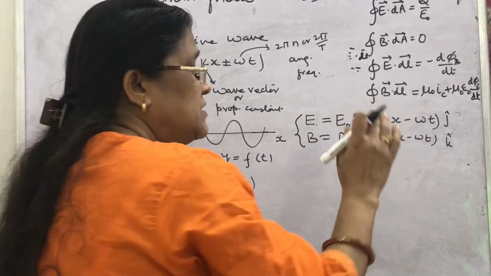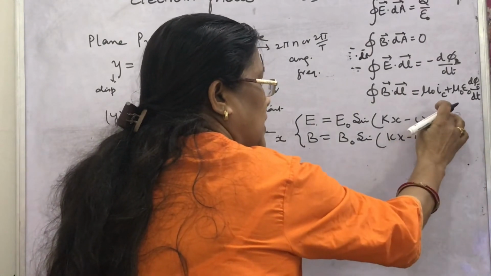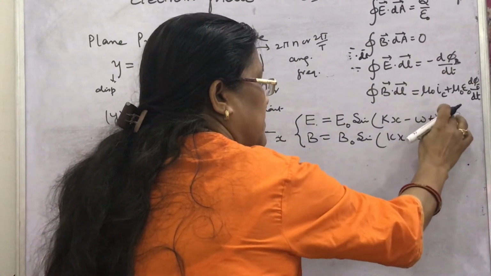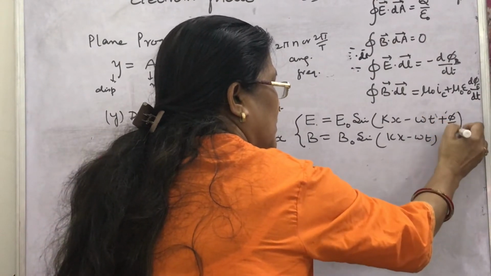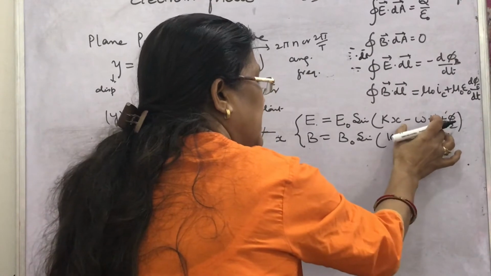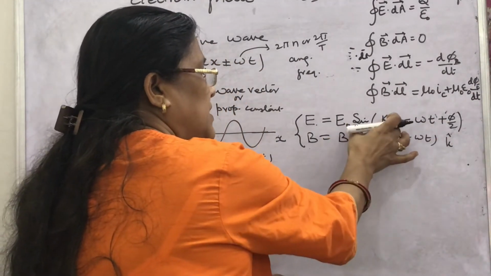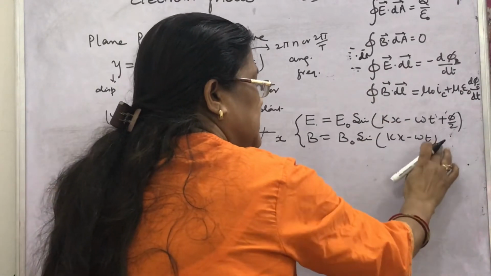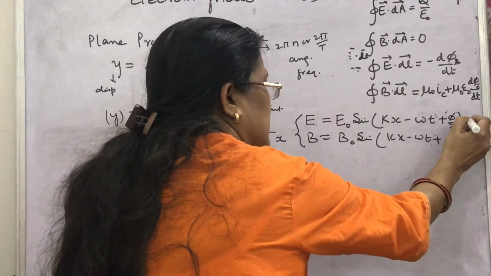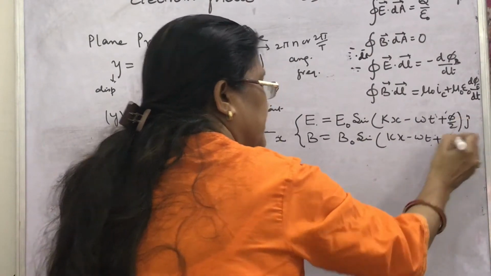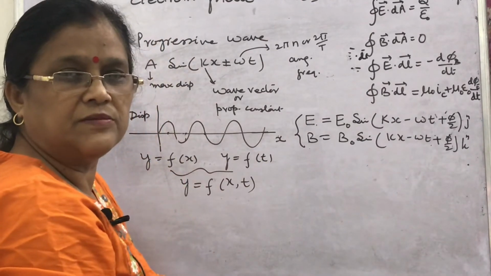In some questions it may be written that E equals kx minus omega t plus phi by 2. Then whatever is written here, if you have been told to write the expression for B when E is given, you will write the same here. You will also write this plus phi by 2, and this is j and this is k, because E and B are in the same phase.